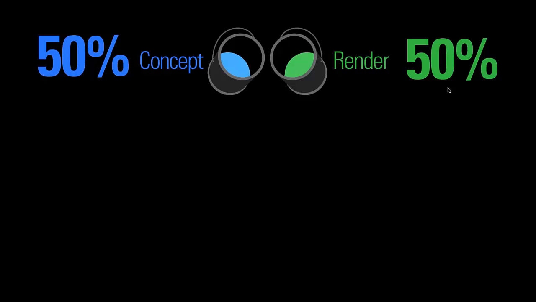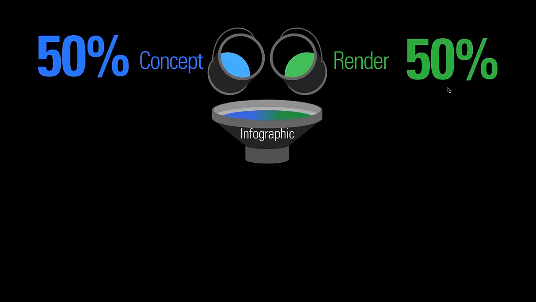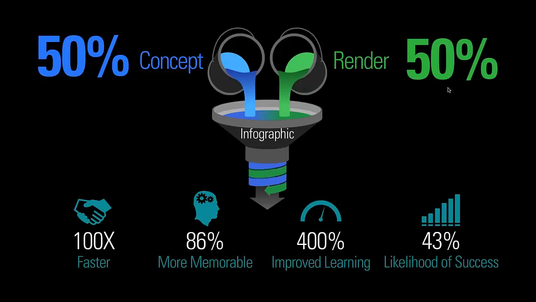To create a successful, a powerful infographic, there's two pieces of the puzzle. There's concepting, which is visualizing what it's going to look like, and then there's rendering, making it on the computer. If we put those two things together, what we find is we have an infographic that does some pretty amazing things. According to the research, it increases the speed at which we communicate approximately 100 times. It makes things more memorable, approximately 86%.